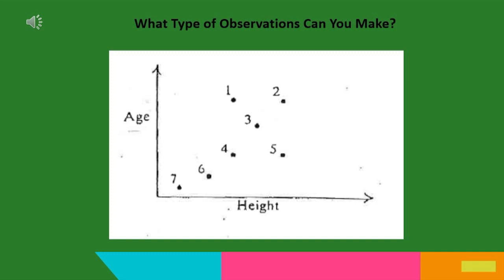Let's make an observation about the point 4 and the point 5. Place your finger on the point 4 and place another finger on the point represented by the number 5.